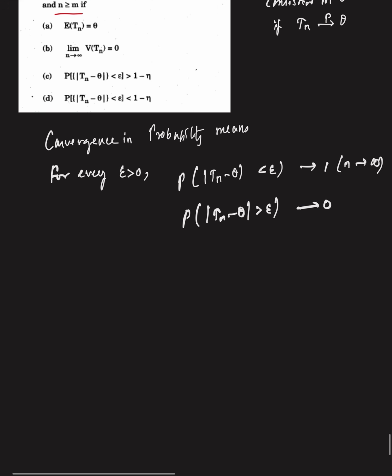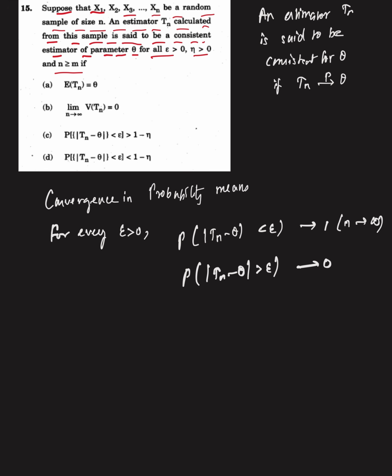So if you see the options, the first option says expectation of Tn is theta. So this means unbiasedness, not consistency. So option A is not correct. Option B says limit n tends to infinity, variance of Tn is equal to 0. So variance going to 0 alone is not sufficient. So option B is also not correct.